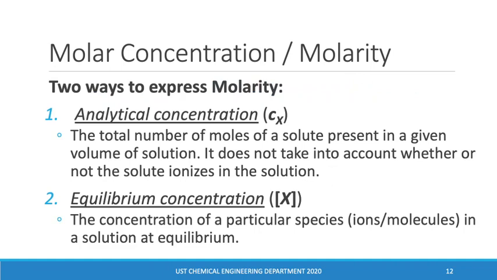There are two ways to express molar concentration. First is the analytical concentration with symbol C for species X, which gives the total number of moles of a solute in a given volume of solution. This, however, does not consider whether the solute ionizes in solution or not. Second is the equilibrium concentration, which is represented by square brackets. This describes the concentration of a particular species, whether ions or molecules, in a solution at equilibrium.